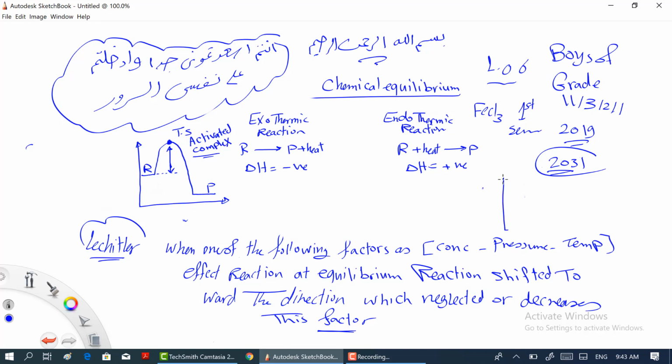In endothermic, we'll find the reaction taking more energy from the surroundings over time. We'll find for an endothermic reaction, the graph will be like this. What is the value of the activated complex? Reactant and product. The activated complex represents this. EA, activation energy, and this is called the activated complex.